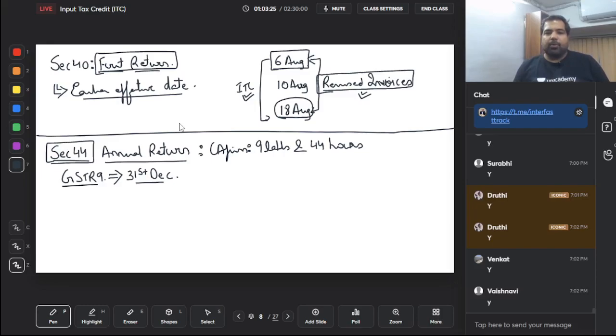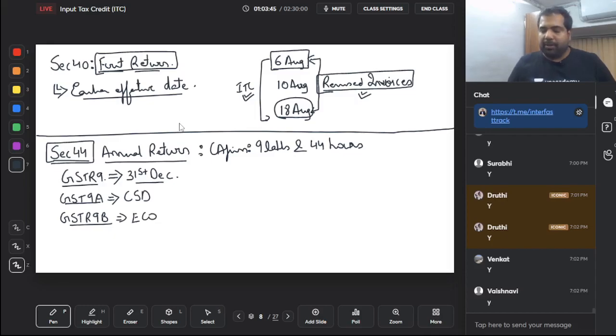For some people who do Aram, GSTR 9A has to be filed. For the people who do Aram, that is casual, taxable, composition scheme dealer, these are people who do Aram, so they have to file GSTR 9A. For some people who are very big, like e-commerce operators, need to file GSTR 9B. If you can remember, great. If you can't remember, no problem, guys.